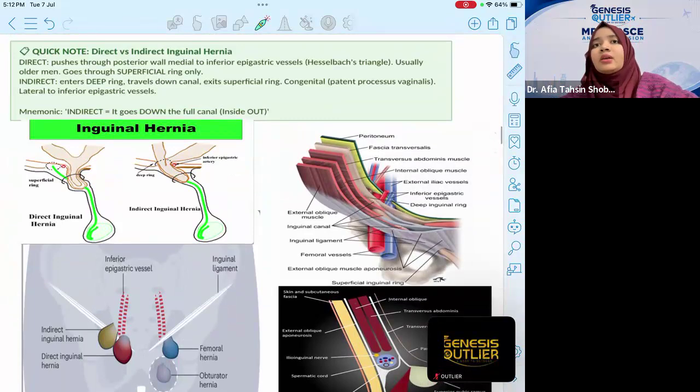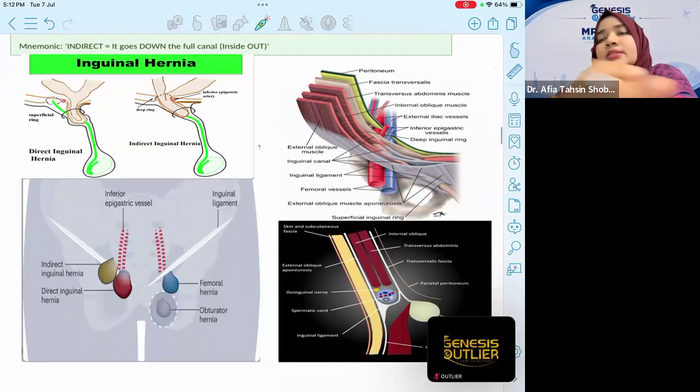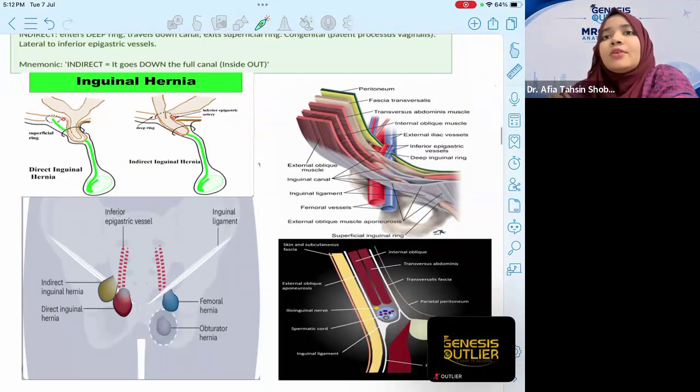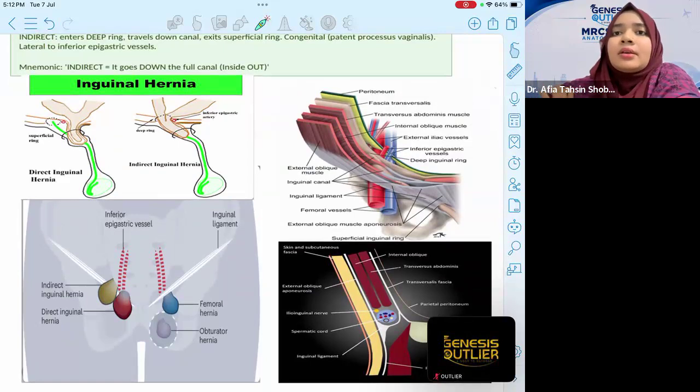Now come to another clinical question. Direction of direct hernia and indirect hernia. Okay. This is a vast topic, but we all know about it. We don't go through it in detail. Just see for direct hernia. For direct hernia, the herniated part will be herniated through the superficial ring, not through the deep inguinal ring. Okay, just only through the superficial ring.